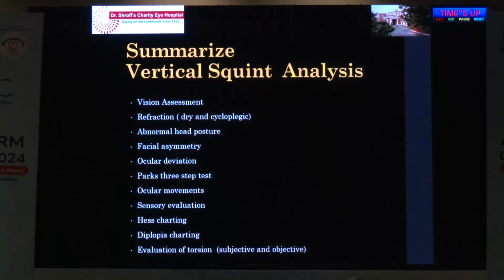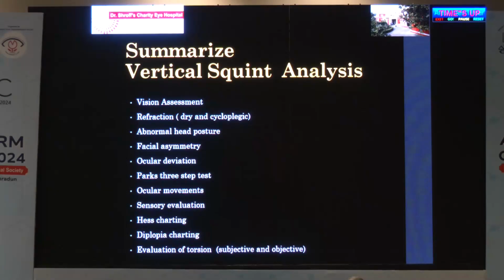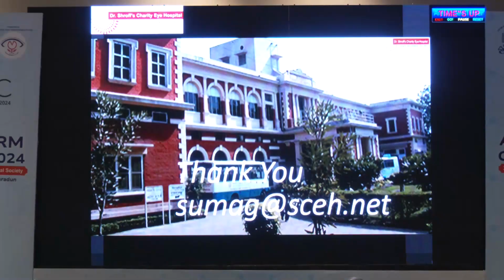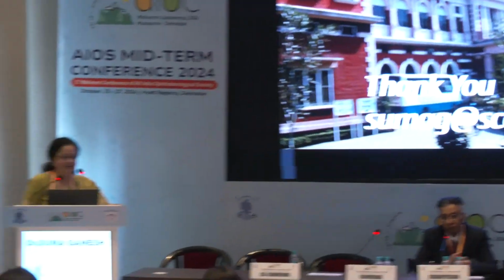To summarize, we need to check for the abnormal head posture, facial asymmetry, and the deviation. The Parks three-step is important. Ocular movements are important. Do bilateral evaluation for vertical squints. Sensory evaluation, Hess charting, diplopia charting, and evaluation of torsion. Thank you. That is what I could cover in 7 minutes.